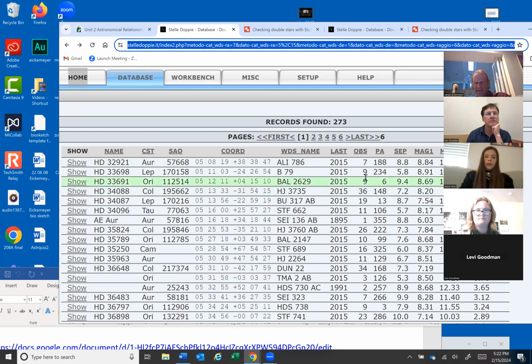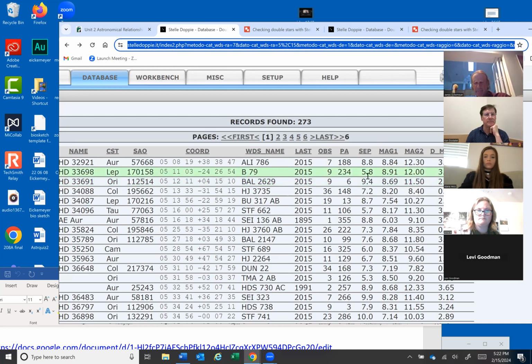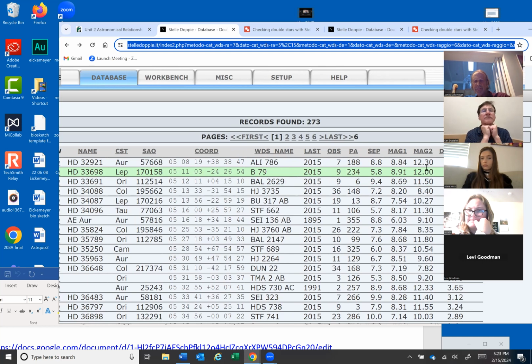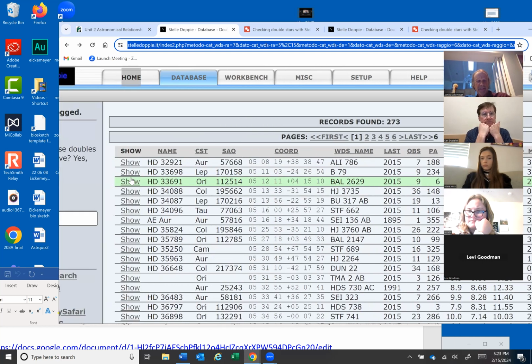This one has 9 observations, separation 5.8. So they're a little closer to each other. Now, that's within the parameters that we're looking for, but it means that the period is going to be a little faster. If the period is a little shorter and it's moving faster, then that means that we may get a little better look at a new point on the orbit that isn't just right next to a previous point. We might get a little bit of scatter there. This last was done in 2015. And the difference in magnitude, 3.09. So these are a little more similar in magnitude. So let's click on that second one.